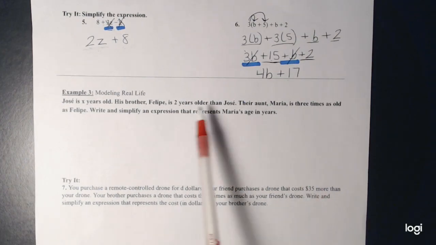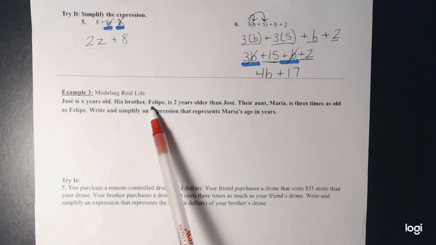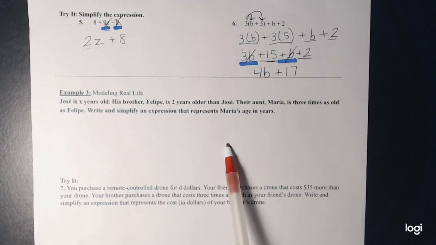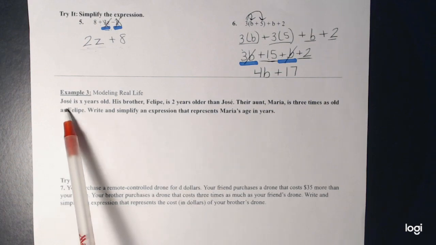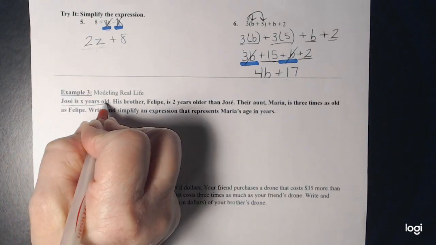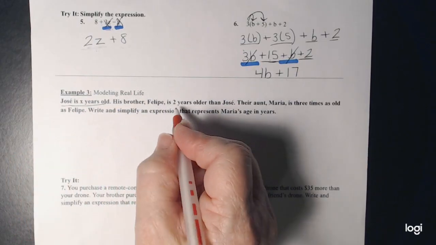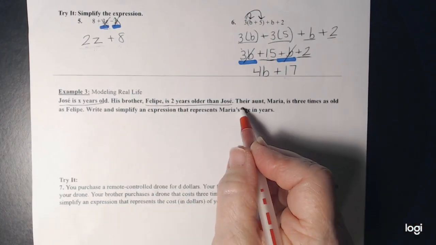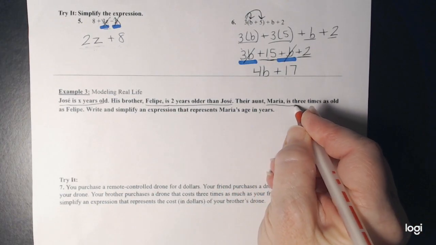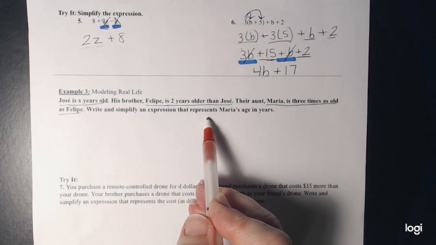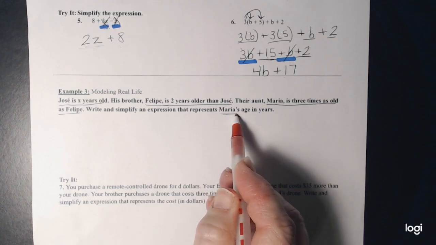All right, now we're going to look at a story problem and see if we can use the skills we've learned about combining like terms, writing expressions, and distributive property to solve this together. All right, let's read the problem. It says Jose is X years old. That's kind of important. His brother Felipe is 2 years older than Jose. Their Aunt Maria is 3 times as old as Felipe. Write and simplify an expression that represents Maria's age.